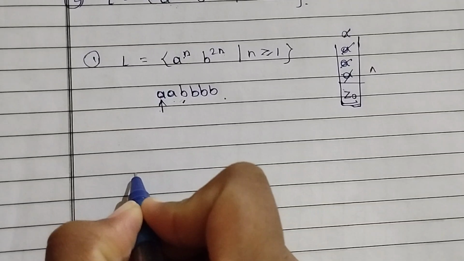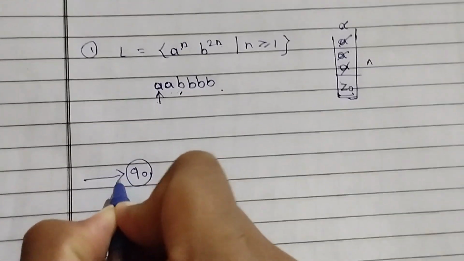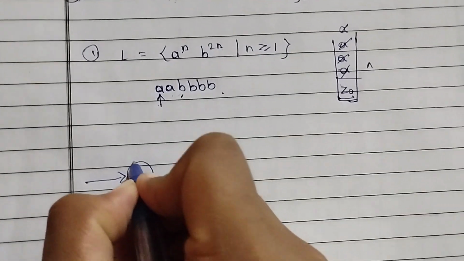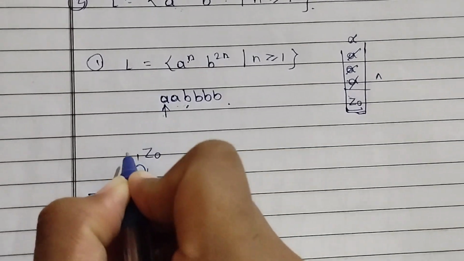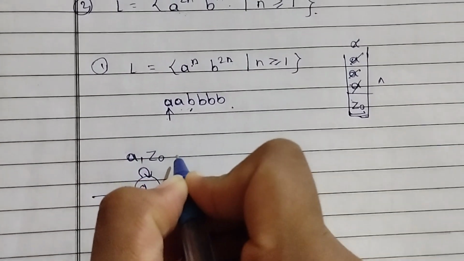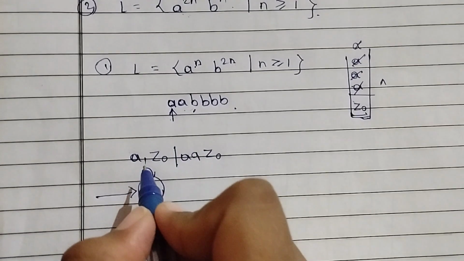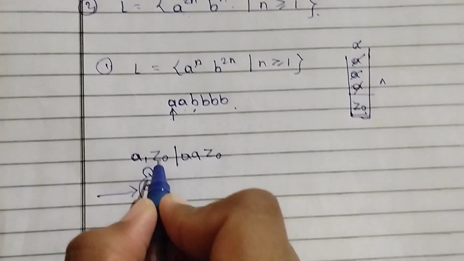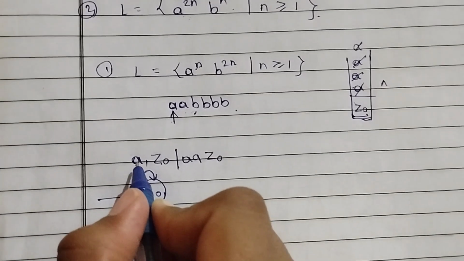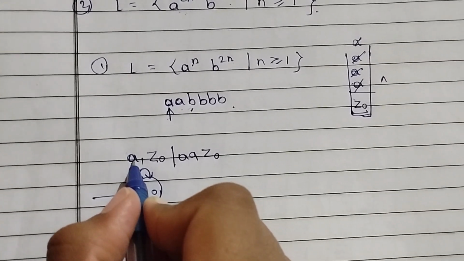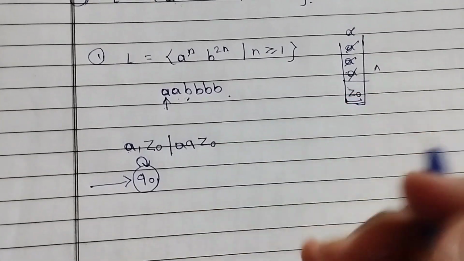So initially q0 is the state. This is the initial state, and initially z0 is present and we read 1 a. At that time we push double a and the initial z0. I hope you all get the idea. When z0 is present initially in the stack and we read a, for this 1 a we push 2 a's in the stack, and the initial symbol stays as it is.